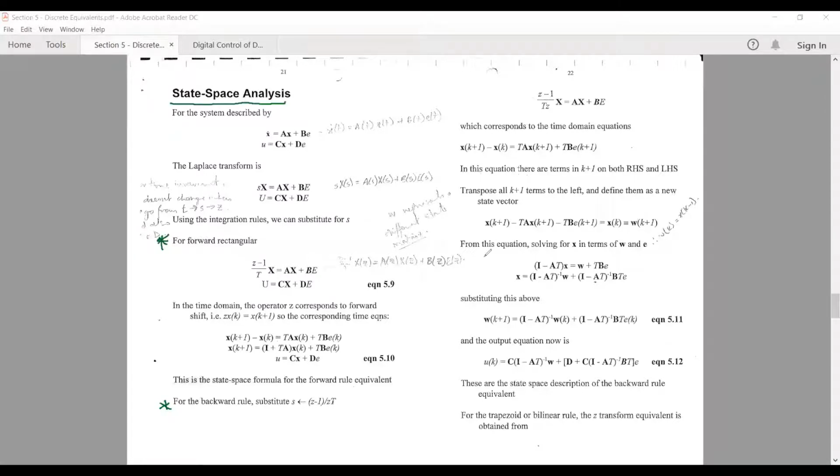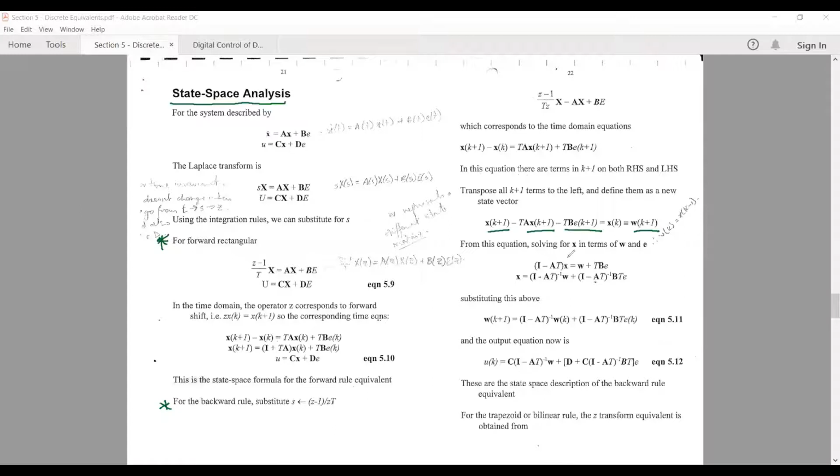So now we can take, since these x's are common, we can factorize and we get (I minus tA) times x. We can take this to the other side, so that will be equal to w plus tB times e. Please note that all of these terms are k plus 1, so if we substitute k equal to k minus 1 here, it will become just k.